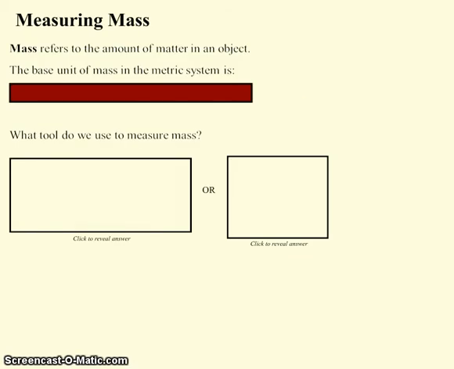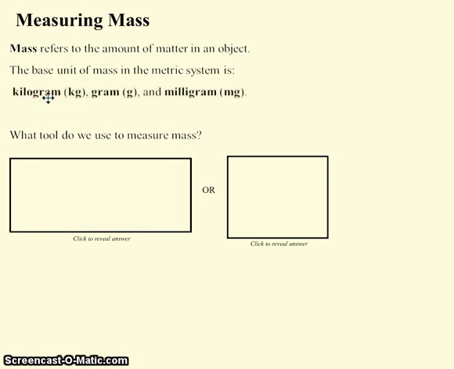Let's talk about how to measure mass. Mass is really looking at the amount of matter inside of an object. What unit do we use when we're talking about measuring mass? If you said kilogram, gram, or milligram, you would be correct. These three things you need to write down under units for mass. The one unifying thing you should see here is that whenever we're measuring mass, we always use the unit gram. Kilogram, milligram, decigram, it always is grams.